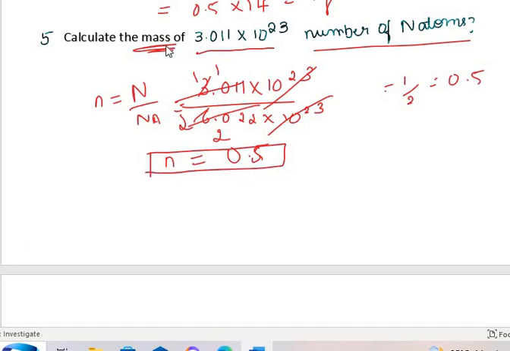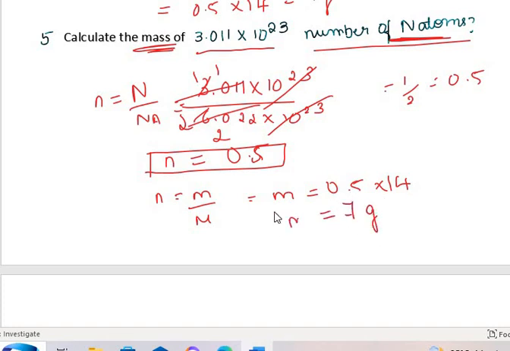Now what we need to calculate? We need to calculate the mass of N atoms. It's easy, right? Now we need to apply the first formula. What is the first formula? Given mass divided by molar mass. How do you calculate the given mass? Number of moles is 0.5. What is the molecular mass of N atoms? That is 14. So 14 into 0.5 is nothing but 7 grams. So what is the mass of 3.011 into 10 to the power of 23 number of atoms? It is 7. Just think all are the same.